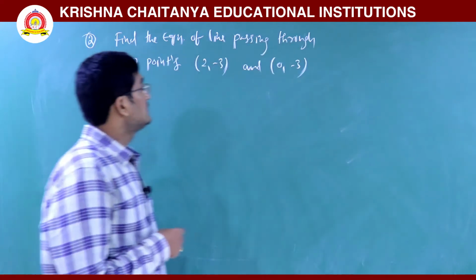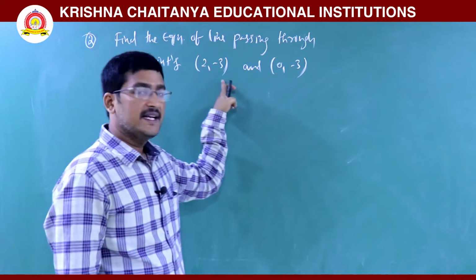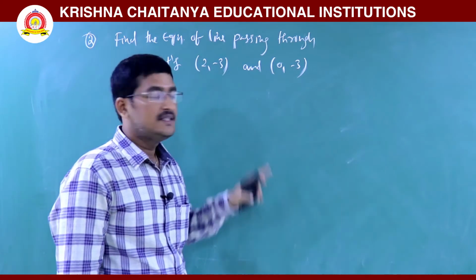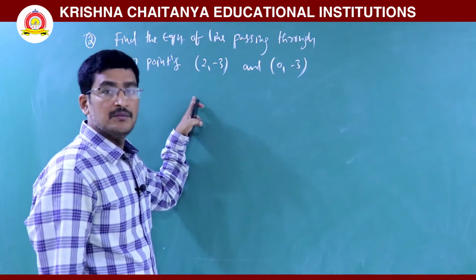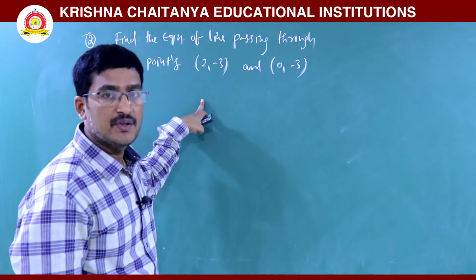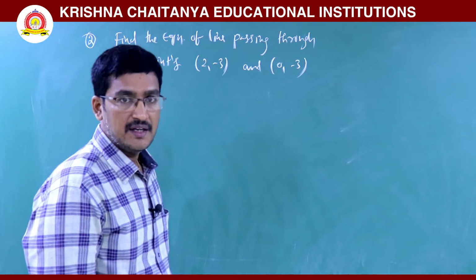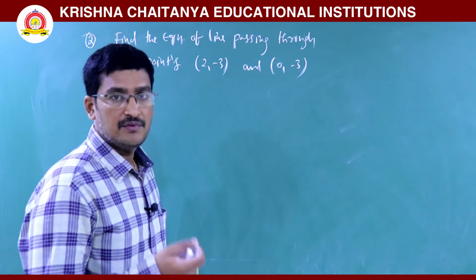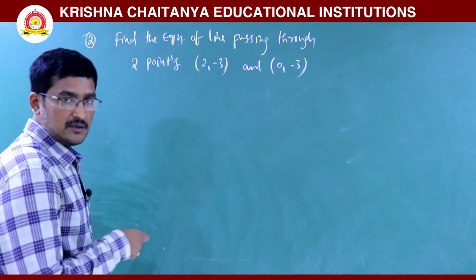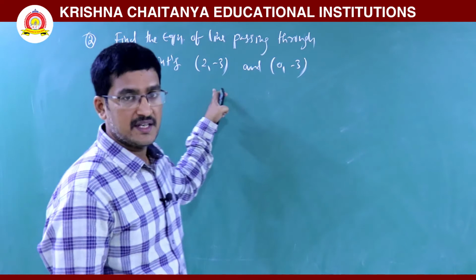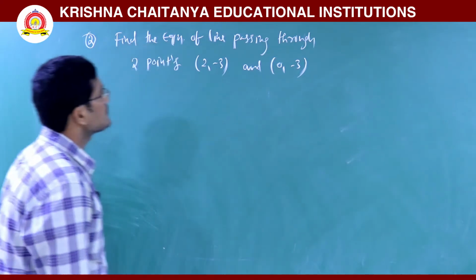Here the question is to find the equation of the line that is passing through (x1, y1) and (x2, y2). So we have to solve this problem by using the 2 points form. For the previous one we already used the slope point form, one of the various forms of the straight line. Now I am using the 2 points form of the straight line to find the equation of this line.